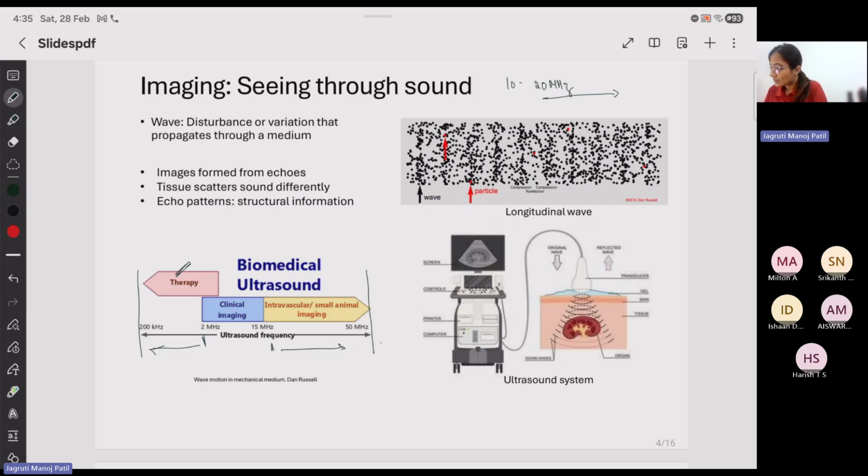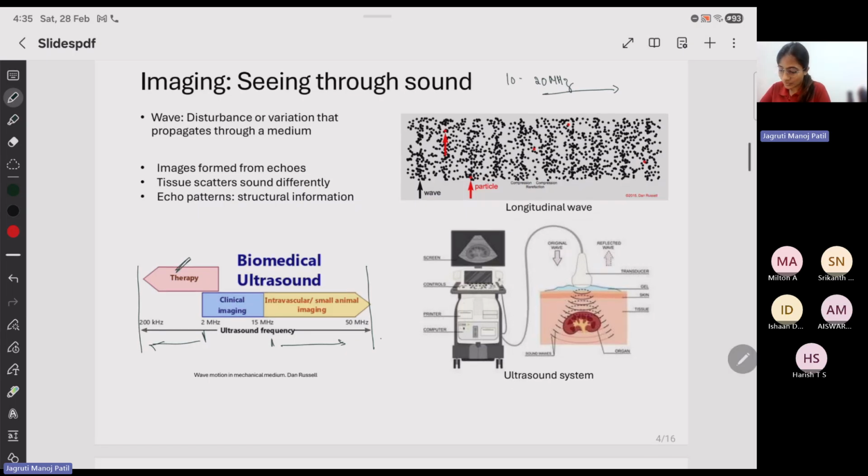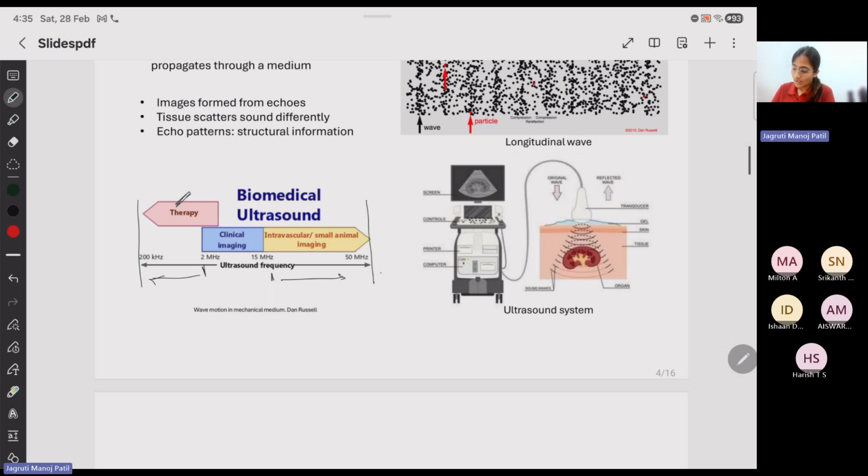Okay, this is how a conventional ultrasound imaging system looks. What you're looking at here is a linear array transducer. The term transducer, you might know, is something that senses energy. And these transducers have something called piezoelectric crystals.